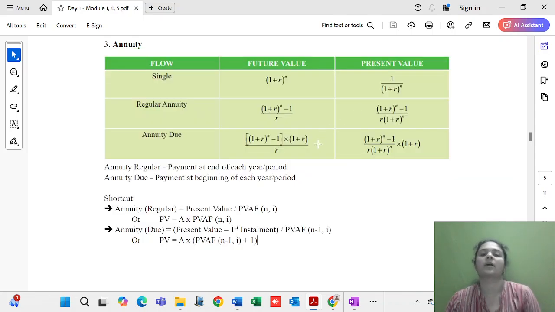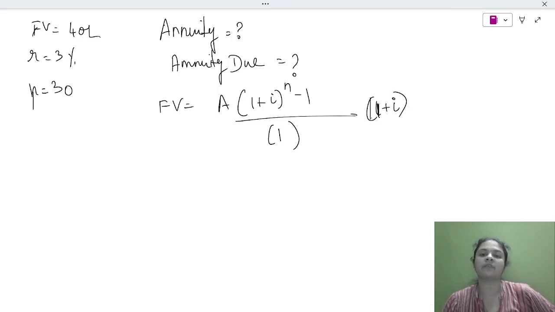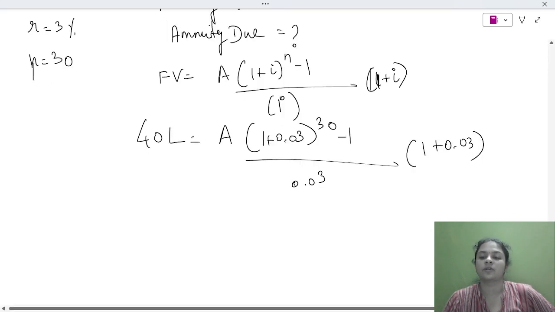Now, because it is annuity due, what we have to do? We have to multiply 1 plus I extra. Formula we learnt, we have to multiply 1 plus I extra. So 40 lakhs is equal to A into 1 plus 0.03, the whole power 30 minus 1, divided by I 0.03 into 1 plus 0.03. Solve.